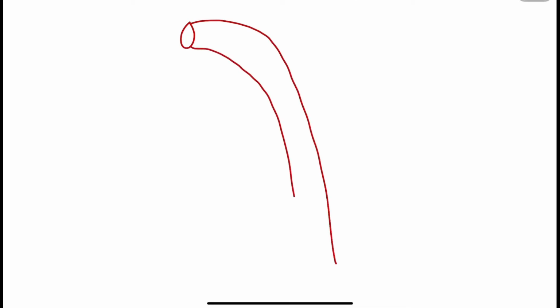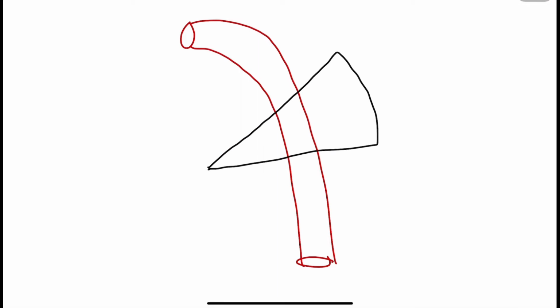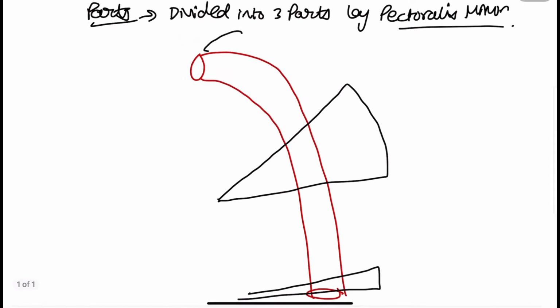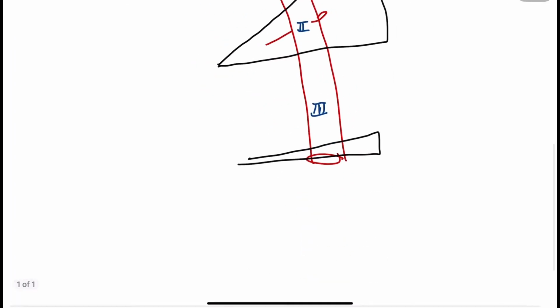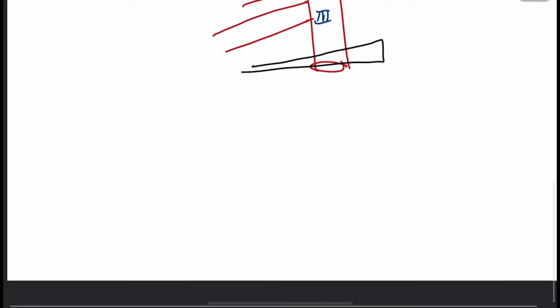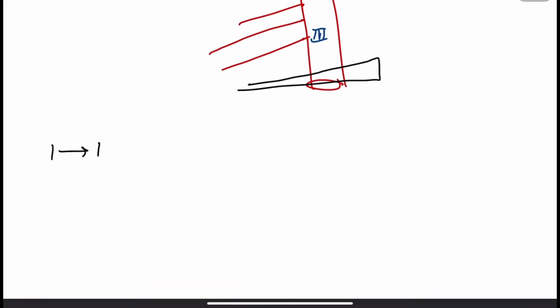So if we talk about its appearance, the diagram would be something like this. So this is your axillary artery, this is your pectoralis minor, this is your teres major, and this would be your outer border of first rib. This is part 1, part 2, part 3. So part 1 has one branch, part 2 has 2 branches, and part 3 has 3 branches. So you can remember it as 1 1, 2 2, 3 3.